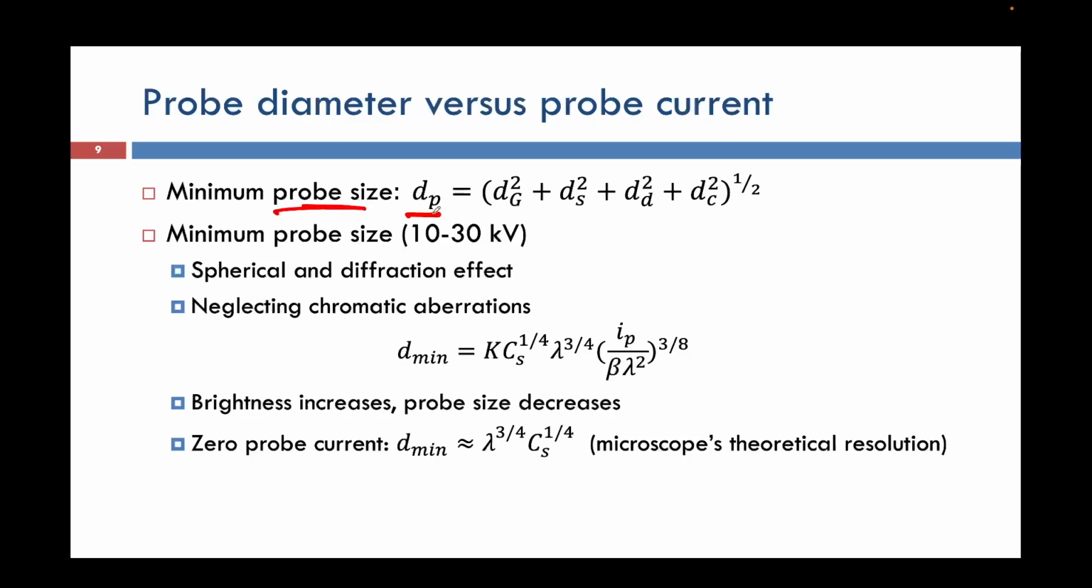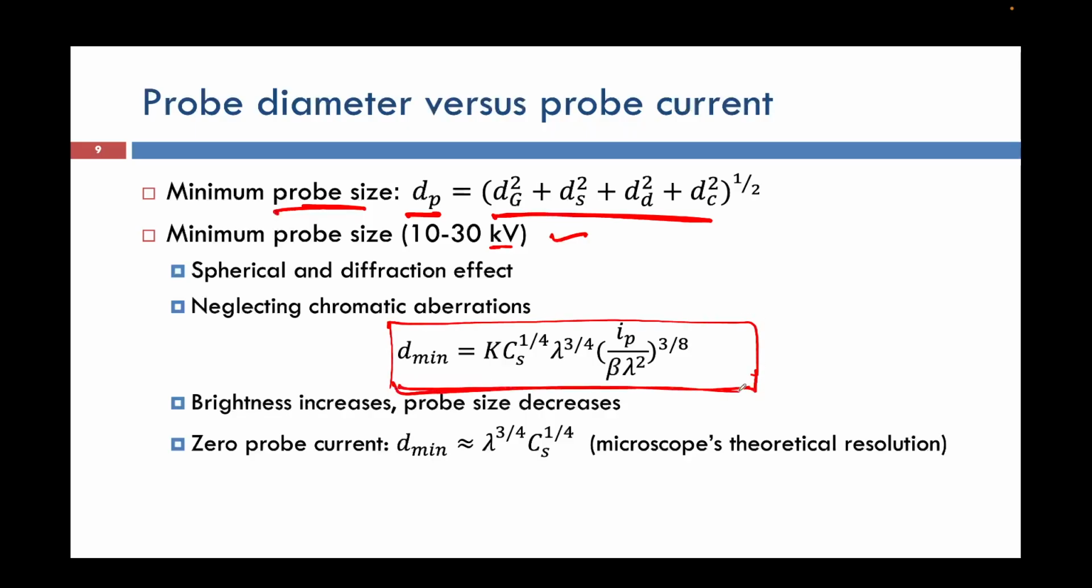So remember, earlier when DP was equal to DG, I simply had one expression, but now I have to add all these things. So the final probe size will be dg squared plus ds squared plus dd squared plus dc squared, to the power 1 by 2, right? And the minimum probe size, if I am talking in terms of 10 to 30 kilo electron volt, okay, so this is the potential I am talking about. If I am talking in terms of energy, then I have to add electron volt, right? So then spherical and diffraction effects are taking place, and neglecting chromatic aberration, I will have this term. The D minimum value, I will be getting this term.